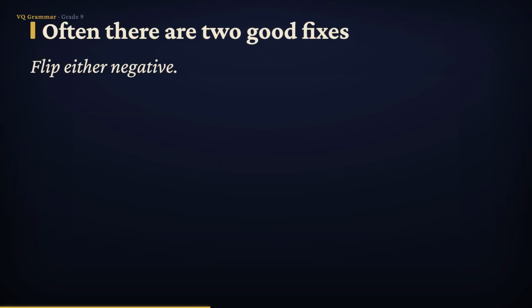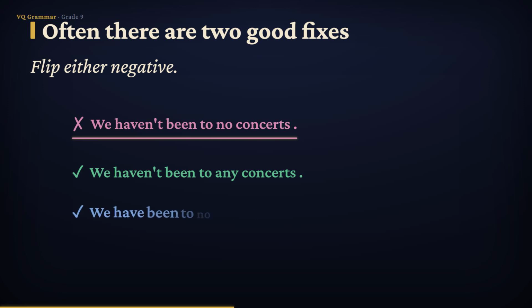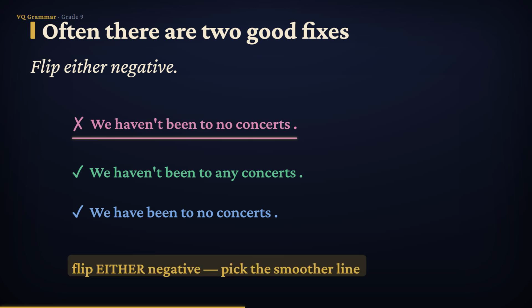One more helpful thing. A double negative usually gives you two different ways to fix it, because you get to choose which negative to flip. Start with the wrong version. We haven't been to no concerts. You could flip the second negative and say, we haven't been to any concerts. Or you could flip the first one instead and say, we have been to no concerts. Both are correct, and both mean the same thing. Each keeps exactly one negative. So flip whichever negative gives you the smoother, more natural line.